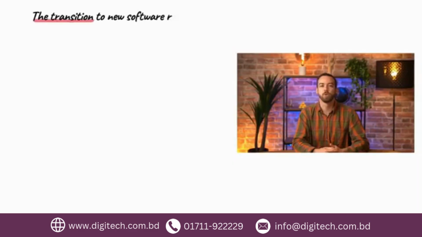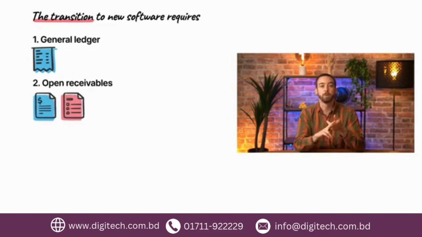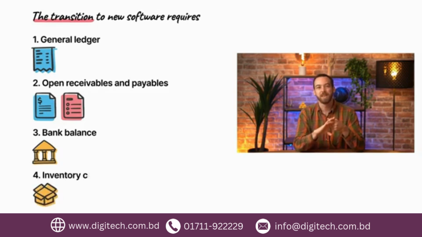Transitioning to a new software usually consists of four parts: the general ledger, which is simply the balance of each account; the open receivables and payables, this means any unpaid invoices, bills, or credit notes; the bank balance, and we'll show an example with just one bank account, but the process is the same even if you have multiple bank accounts; and the current inventory accounts. Since we'll be using a manual inventory valuation, we don't have to worry about Odoo automatically creating journal entries when we import our inventory, so we'll leave that out of this video.